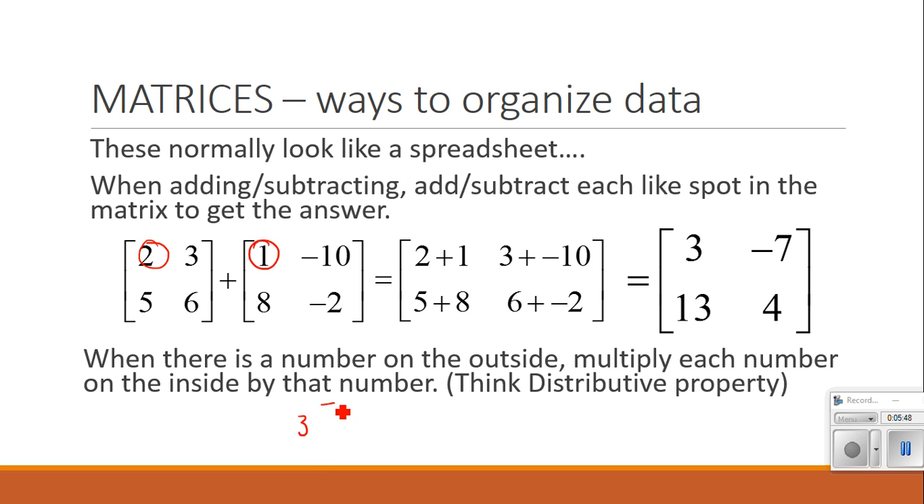So if we had a 2 by 2 here, and we had that same 2 by 2 up there, 2, 3, 5, 6, and we had this number on the outside, our answer would be 6, 9, 15, 18. Okay, so think distributive property. This number would be distributed to each one of those numbers.